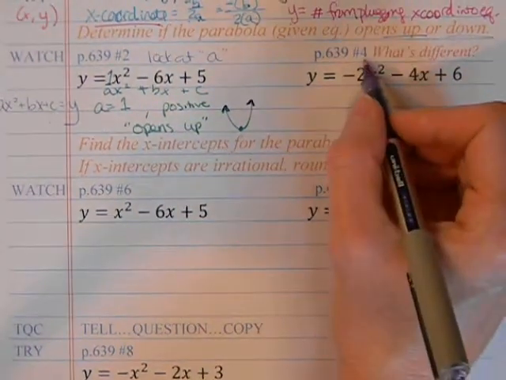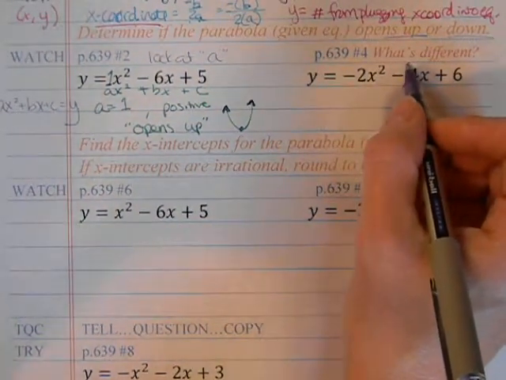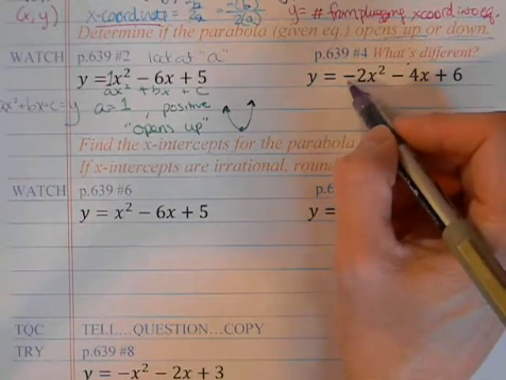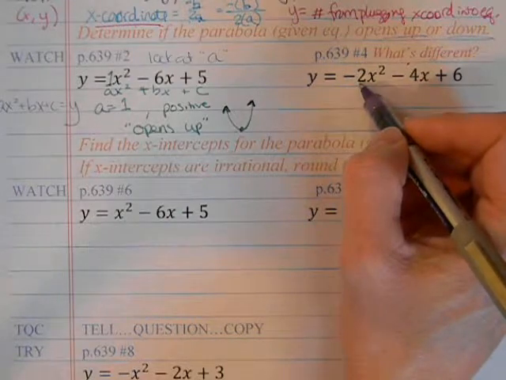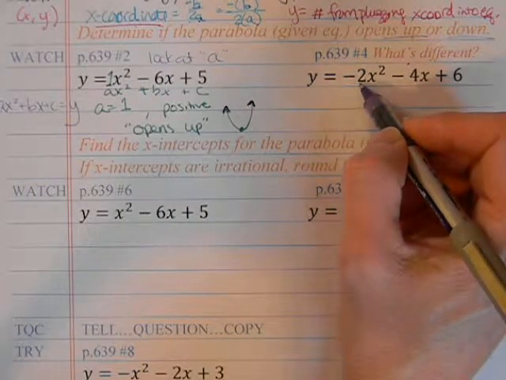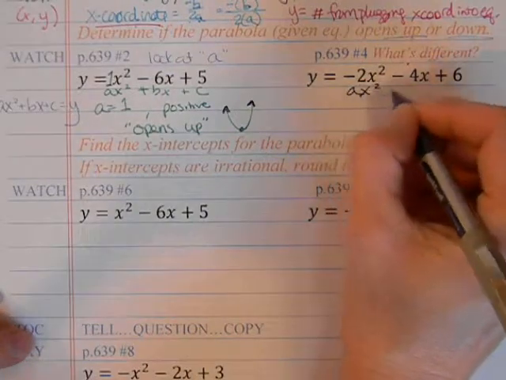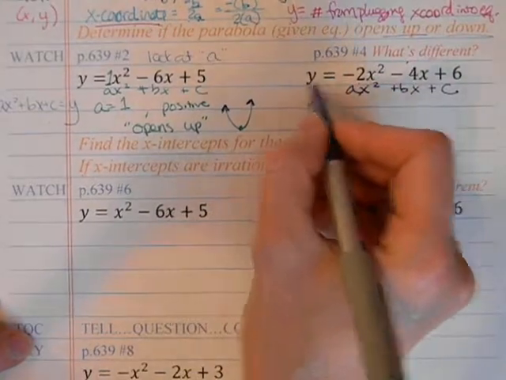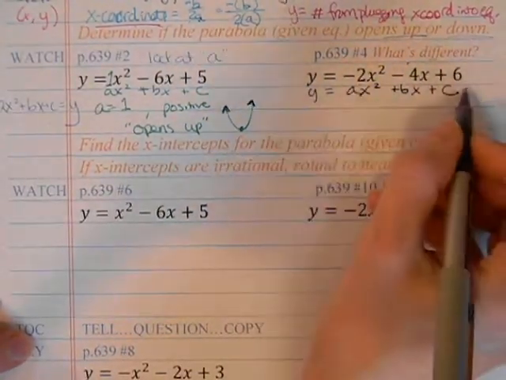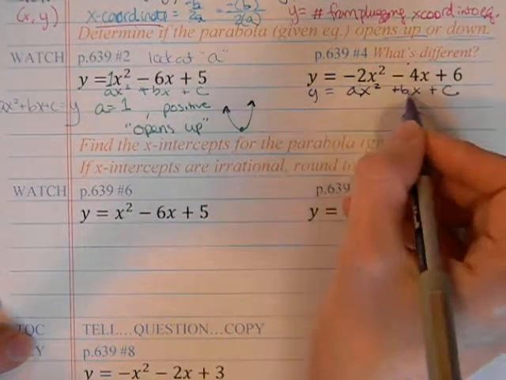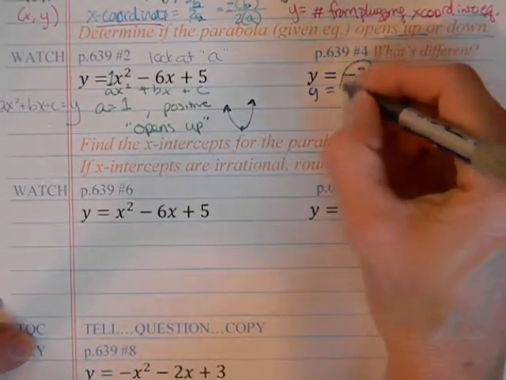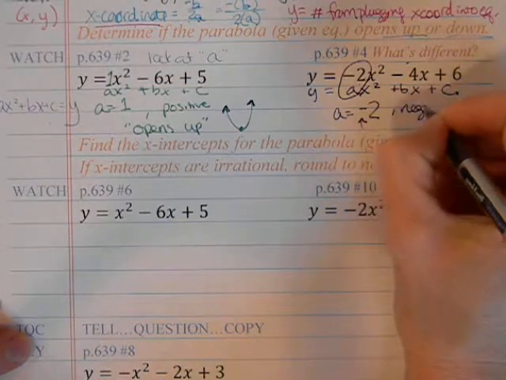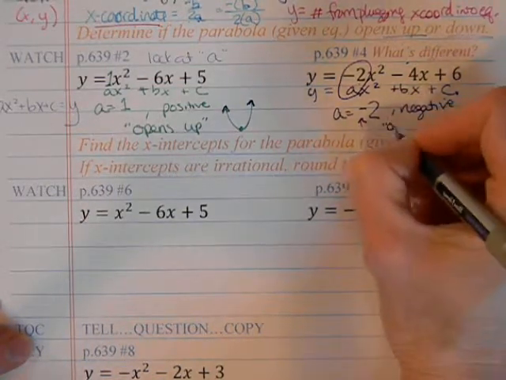Okay. Now let's look at number 4. Take a moment. What's different about this one before you just jump right in? Sure, it's negative, but it also has a 2 in front. But that doesn't change anything. All we're looking at now is that a value in front of the x squared piece. So we've got y equals, that's good. We're set up in the equation form, y equals ax squared plus bx plus c. So our a value here is negative 2. So it is negative. That means it opens down.